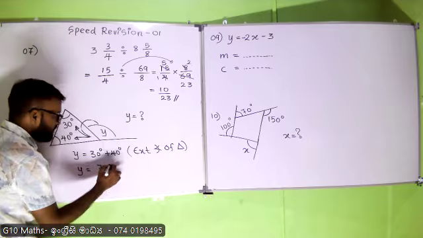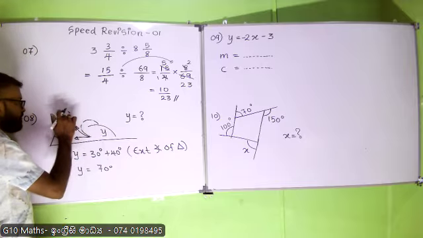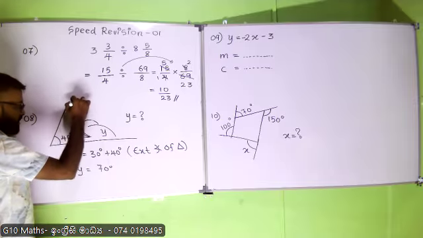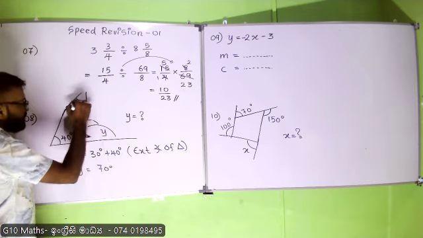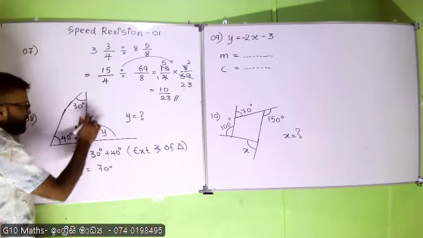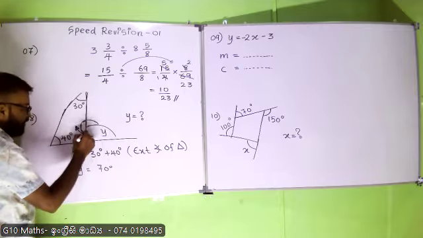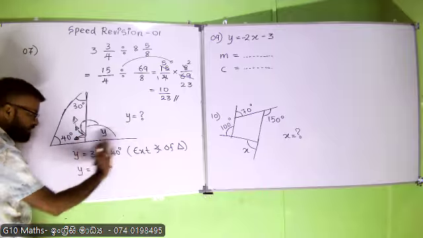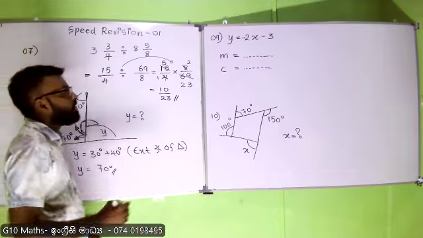It will give you 70 degrees, but this figure is not giving this acute angle, but it should be something like this side. Whatever, the concept is this. This should be 30 degrees, and this should be an acute angle. The concept is this: 30 plus 40 equals y. Y is 70 degrees.